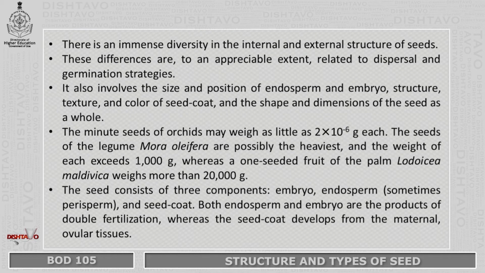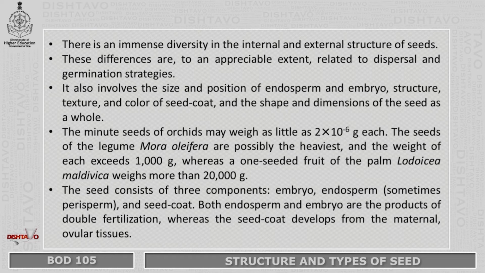When we look at seeds, they possess immense diversity in the internal and external structure. These differences are to an appreciable extent related to the dispersal and germination strategies. It also involves the size and positioning of the endosperm and embryo, the structure, the texture, the color of the seed coat, and the shape and dimensions of the seed as a whole.